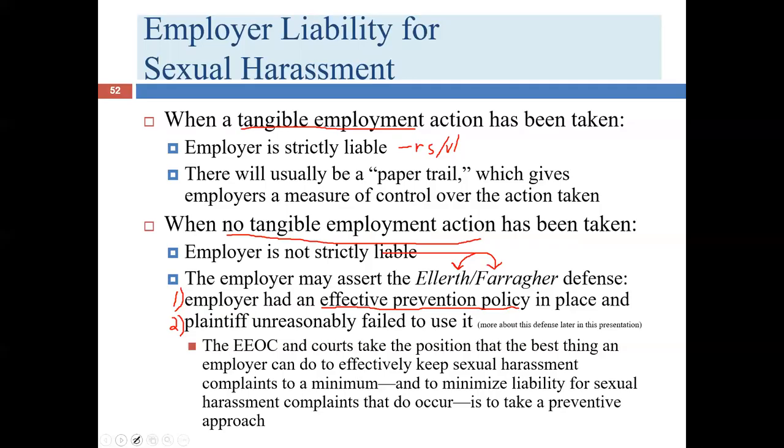So the effective prevention policy is a pretty involved thing where you're really looking at three steps: education, complaint process, and resolution. And all of those parts need to be in working order in order to have an effective prevention policy. If the employer doesn't have an effective prevention policy, Faragher-Ellerth is not available to the employer. So this is non-negotiable. You have to have this, and you can't just have it on paper. It has to be a living, breathing process that is applied when it needs to be. And then finally, the plaintiff has to unreasonably fail to use it.